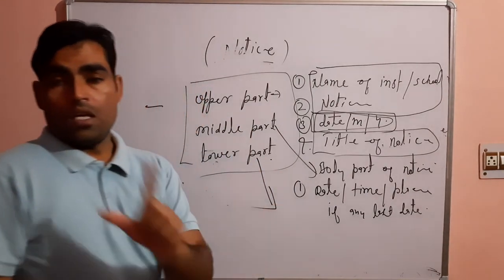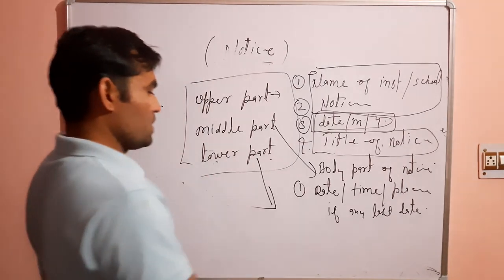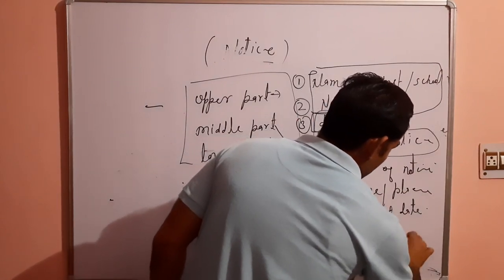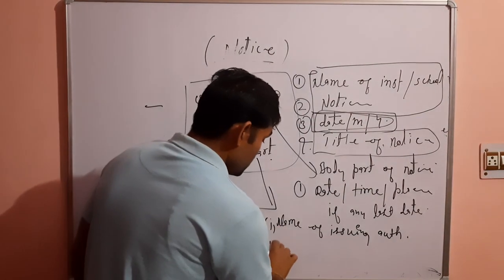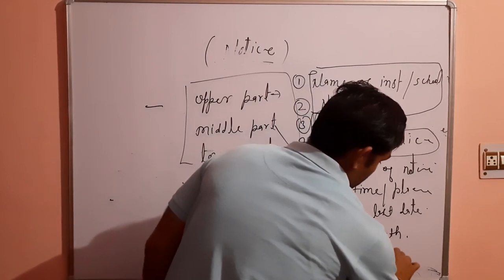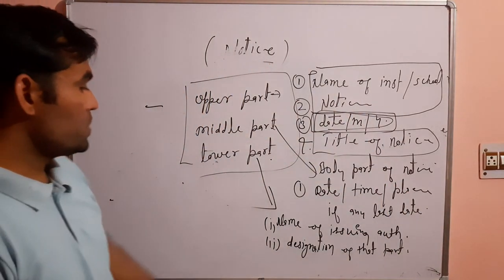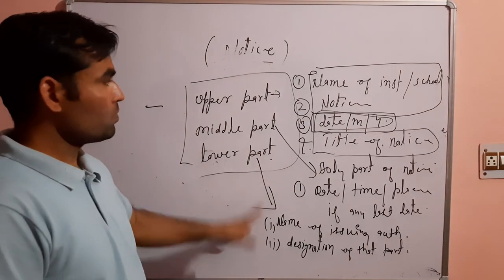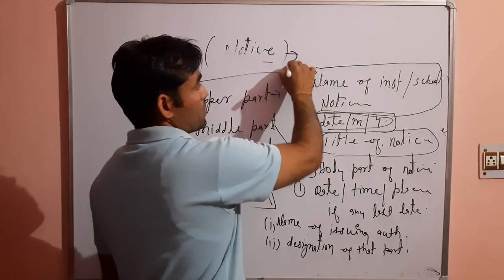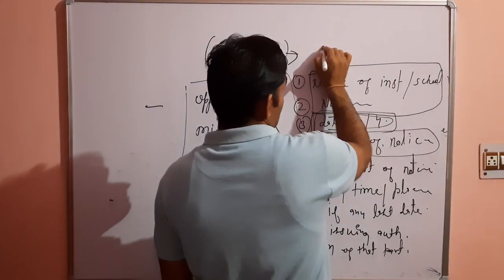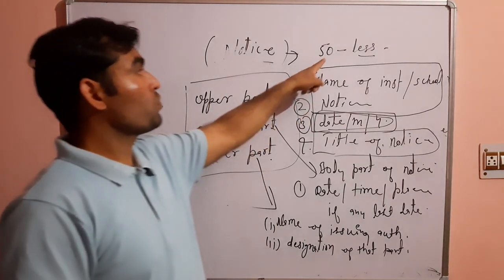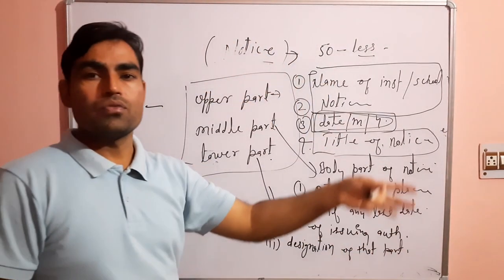Lower part. In the lower part, you are supposed to write only two things. First, the name of the issuing authority. And second, the designation of that particular person who is issuing the notice. These two things are supposed to be written by you. So upper part, middle part and lower part. In these three parts, always keep in mind this notice must contain 50 or fewer words. It shouldn't exceed 50 words. It must be written within 50 words.